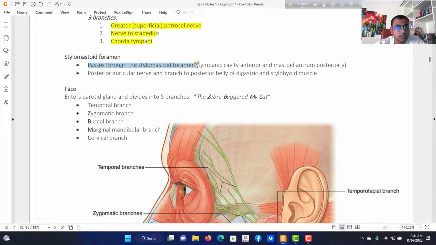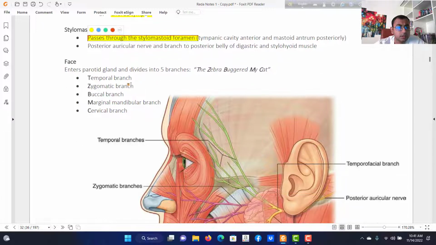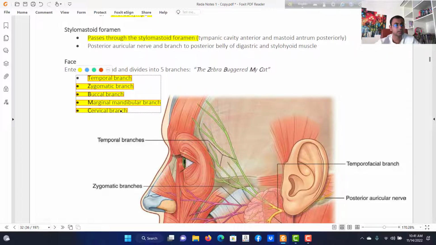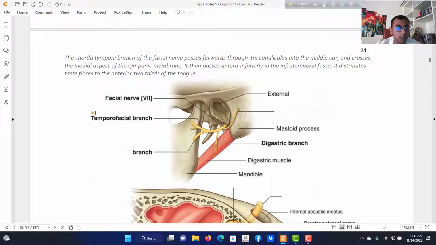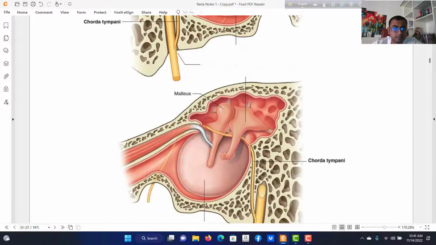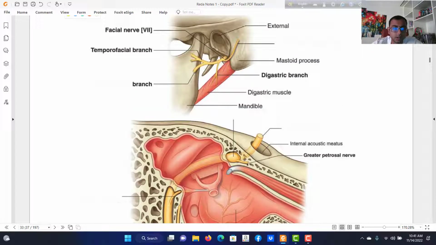It passes through the stylomastoid foramen, giving its first branch there. Then it gives five important branches: temporal, zygomatic, buccal, marginal mandibular, and cervical. The chorda tympani branch runs through the canaliculus of the middle ear and crosses the medial aspect of the tympanic membrane. It also gives sensory supply to the anterior two-thirds of the tongue. So this is the chorda tympani branch.